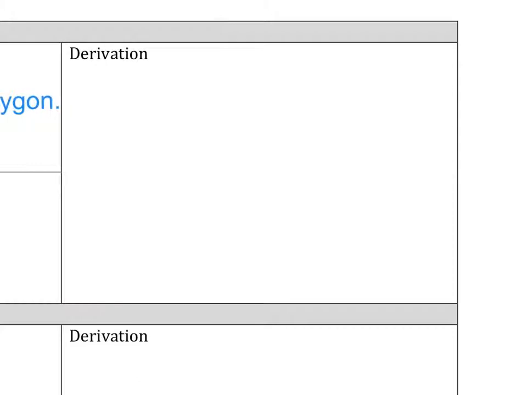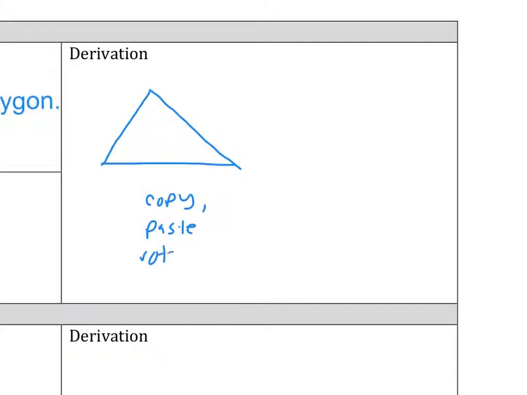So the best way to consider it is just to draw any old triangle. So notice I'm not trying to make it look like a right triangle. I'm not trying to make it look like an equilateral or an isosceles, just a regular triangle. Now, if we copy, paste, and rotate this situation, notice what happens.